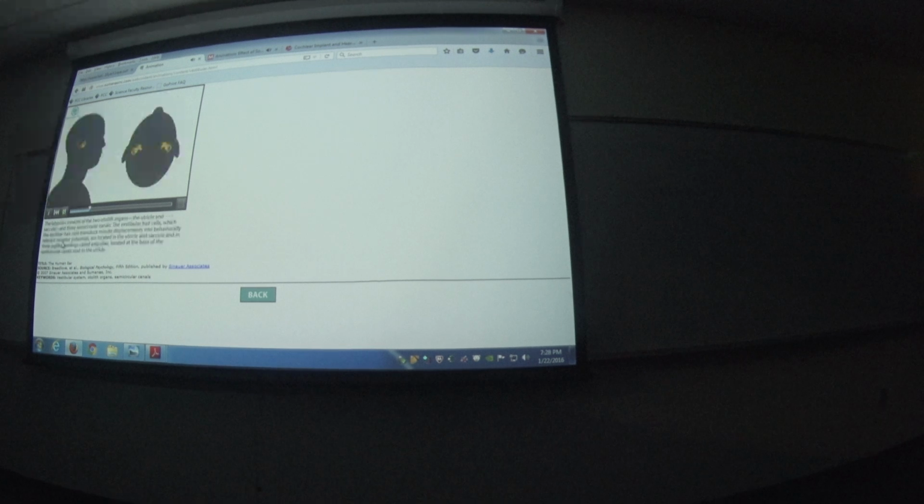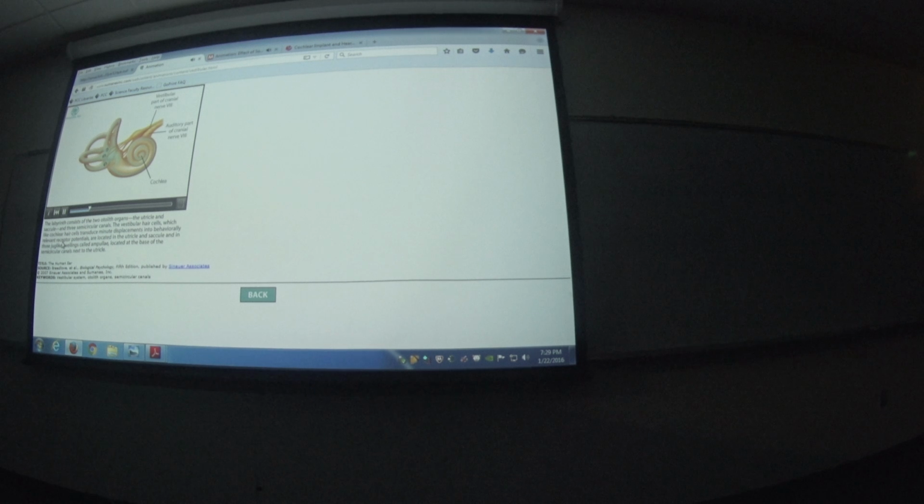The labyrinth consists of the two otolith organs, the utricle and saccule, and 3 semicircular canals. The vestibular hair cells, which, like cochlear hair cells, transduce minute displacements into behaviorally relevant receptor potentials, are located in the utricle and saccule, and in 3 jug-like swellings called ampullae, located at the base of the semicircular canals next to the utricle. Okay, she's using $50 words here.